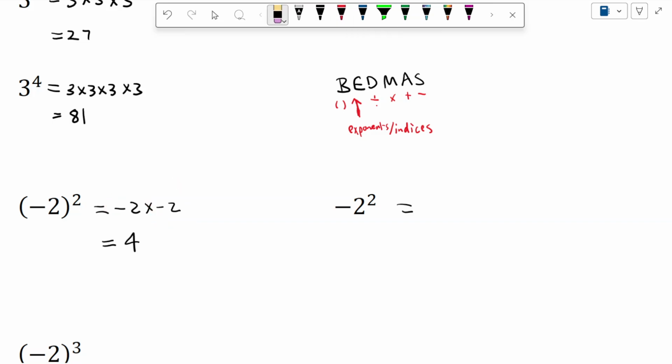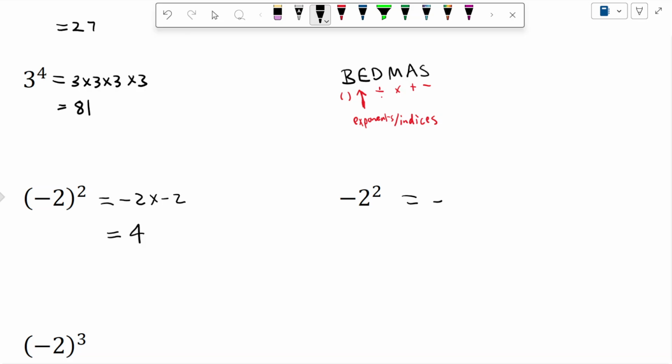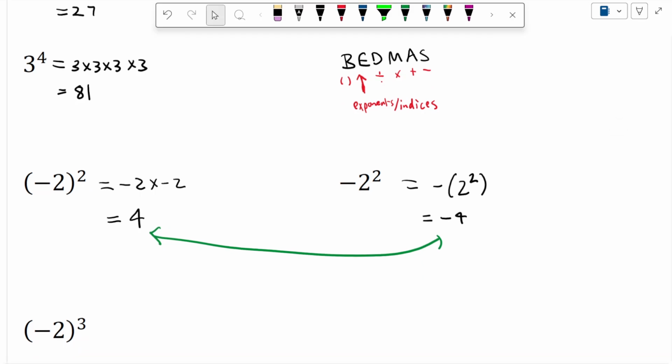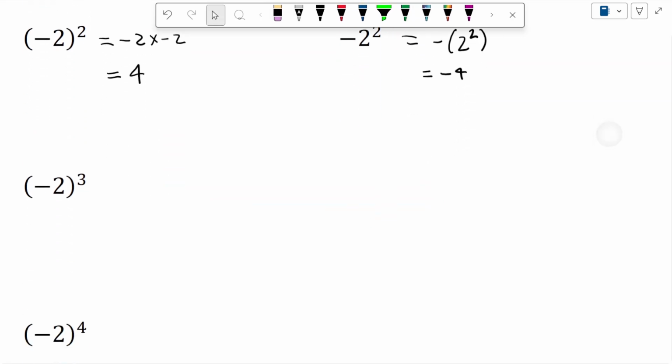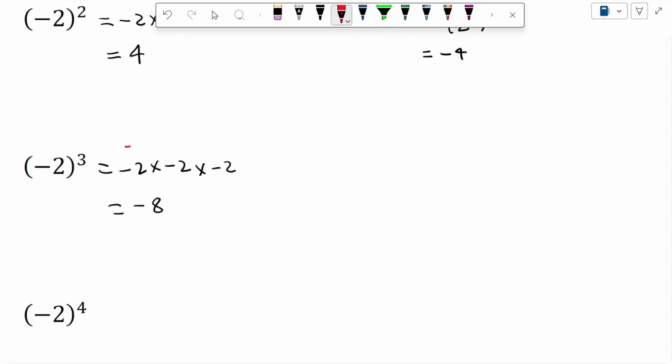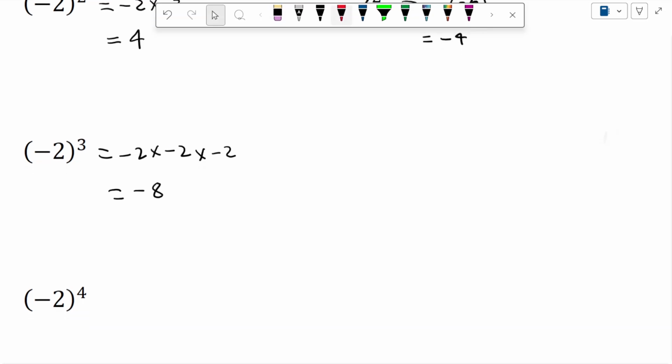With this one, you've got to do the exponent first. So we leave the minus out the front, and we think of it like 2 squared. So that's minus 4. So be really careful here. Whether or not you have brackets determines whether or not you get plus 4 or minus 4 for the answer there. Okay, if we do minus 2 cubed, that is minus 2 times minus 2 times minus 2, which is minus 8. So 3 negatives, that's an odd number, that makes a negative. If it was even, it would be a positive.